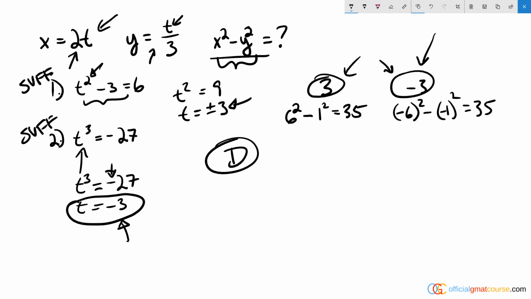So a lot of people look at statement 1 and say, well, there's two potential values for t there, so probably not solvable. But that's almost too obvious. Make sure you plug them in and check to make sure that you know whether or not they give you the same value out, which in this instance, they did.